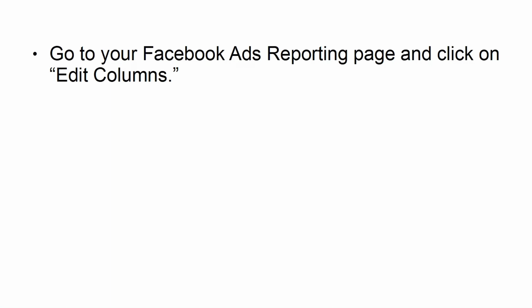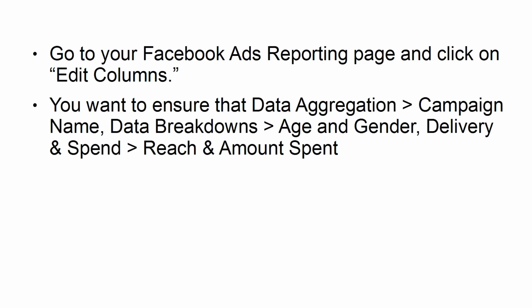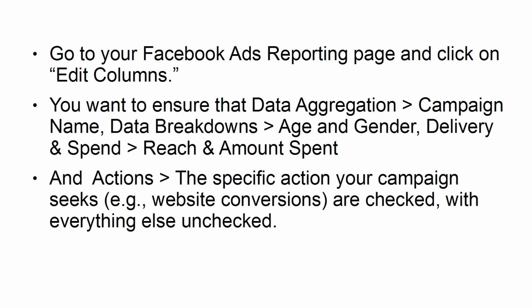Go to your Facebook ads reporting page and click on Edit Columns. You want to ensure that data aggregation, campaign name, data breakdowns, age and gender, delivery and spend, reach and spend, and actions, the specific action your campaign seeks, example website conversions, are checked with everything else unchecked. Then click Save Columns. On the next page you'll see a table.